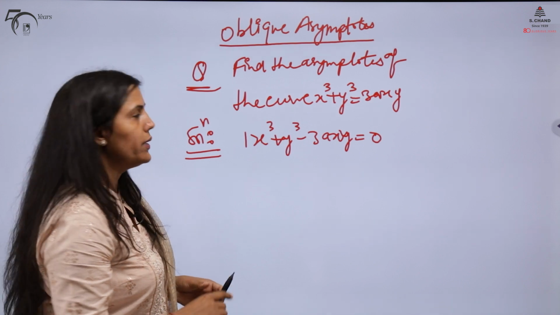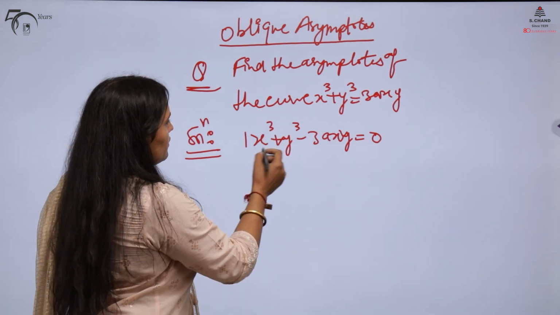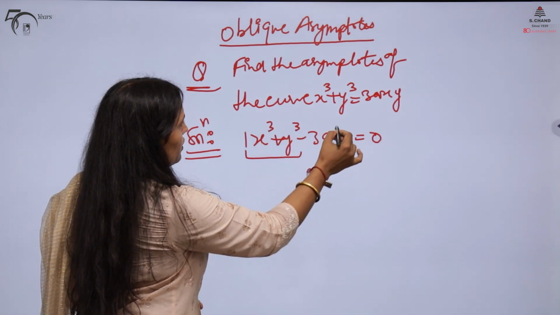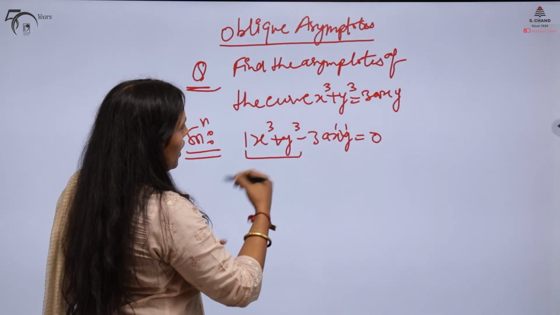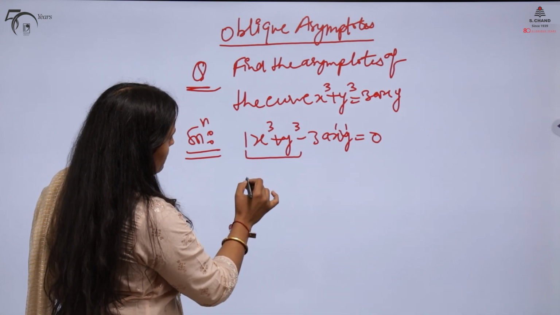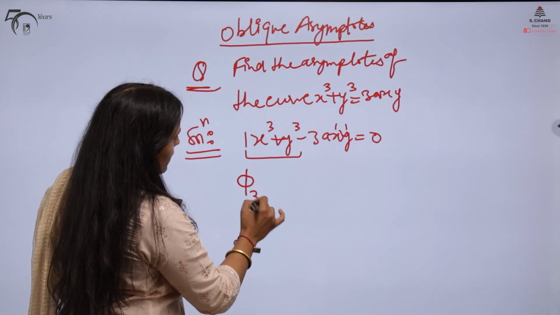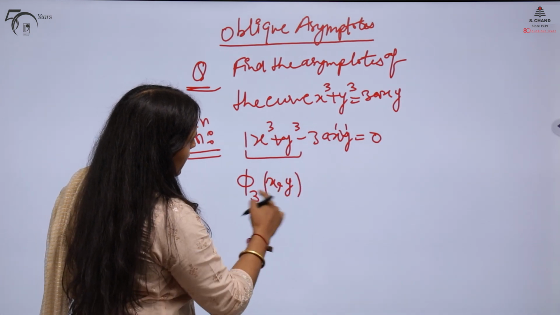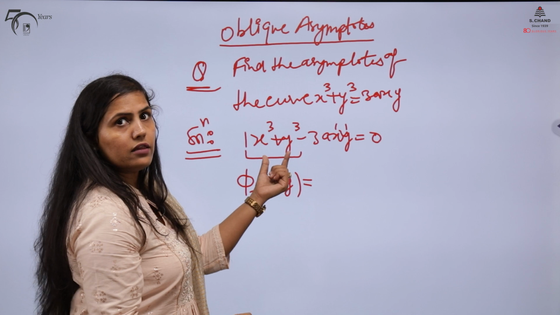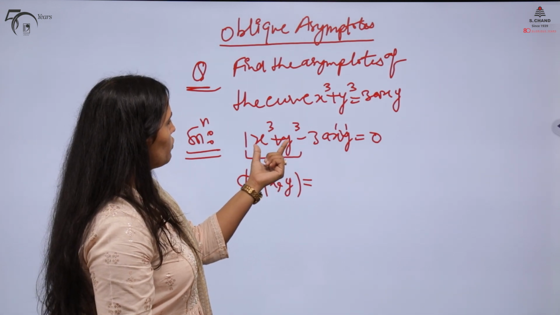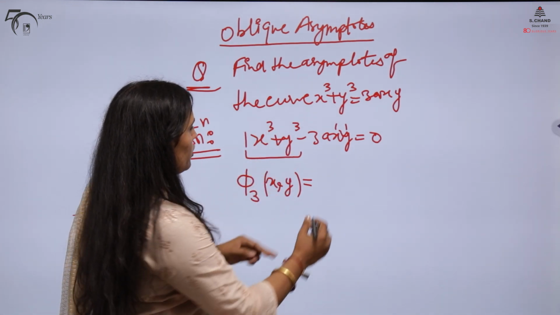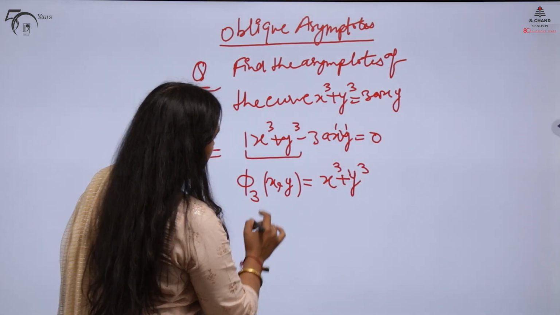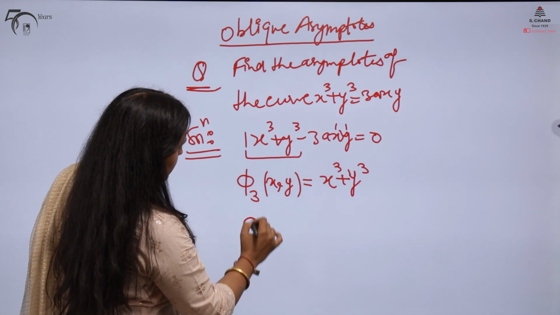But how to find oblique asymptotes? Just see the highest powers. This is 3, this is 3, this is 1 plus 1, 2. How do you start finding oblique asymptotes? First consider, this is 3, so it means phi 3. You will start with this function phi 3 of x, y. In this function write all the terms where the degree is 3, so x cube plus y cube. The very first function will be this one because this is the highest power. Then the second power is phi 2.